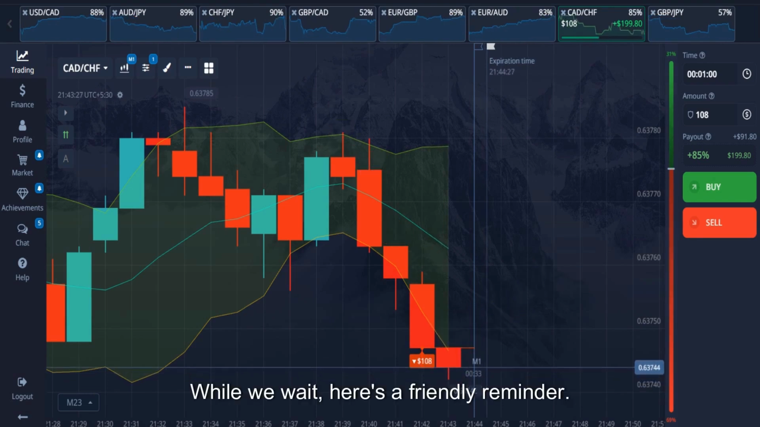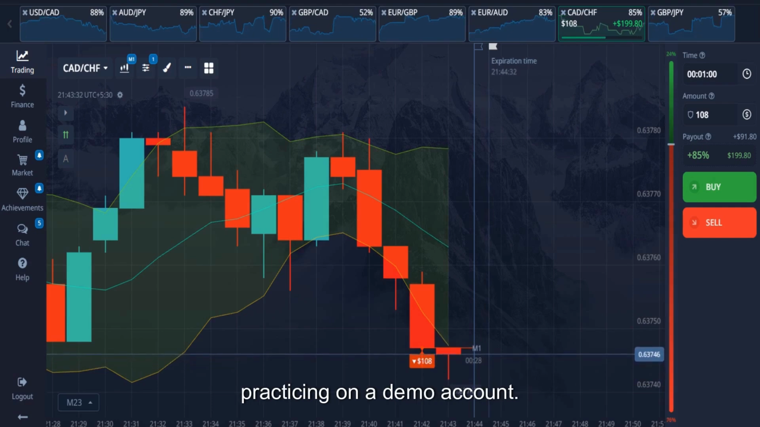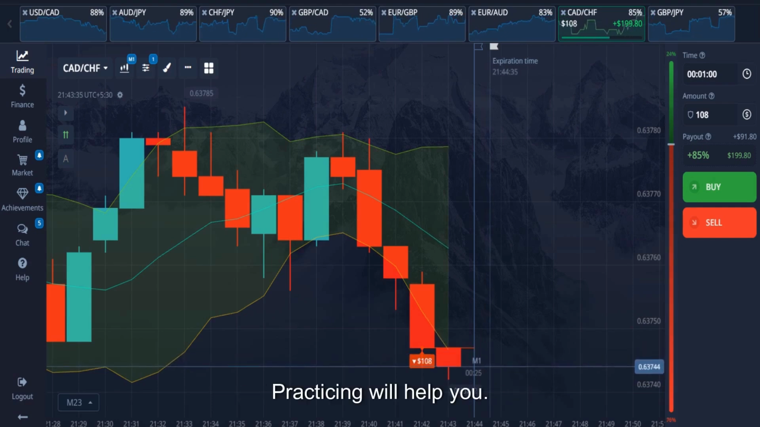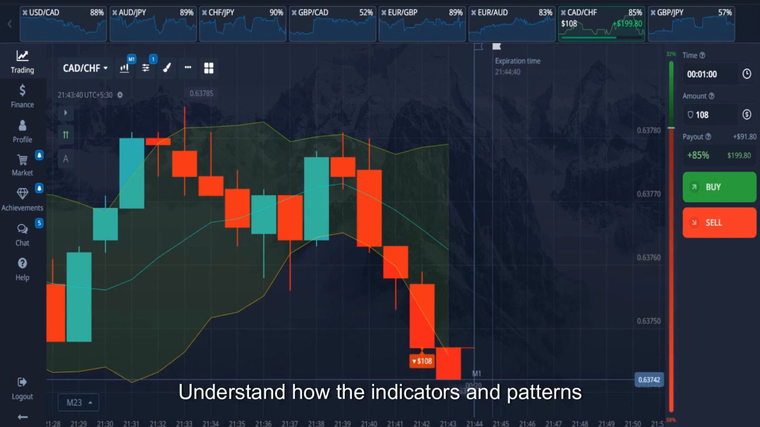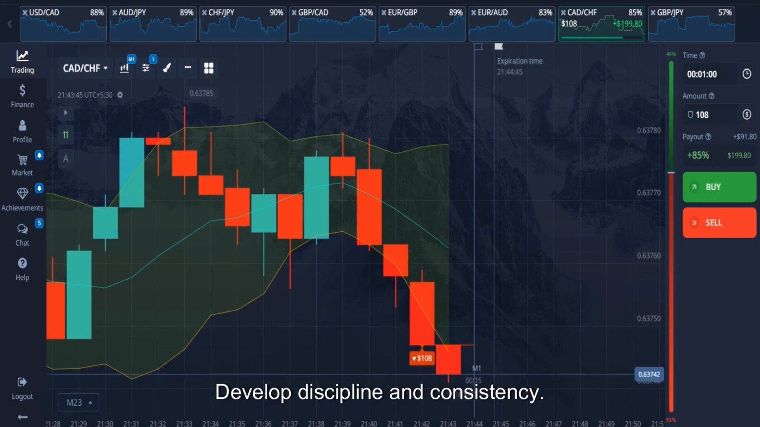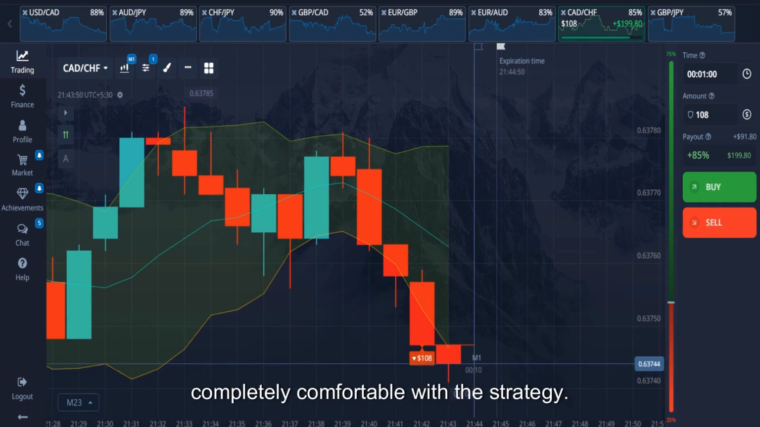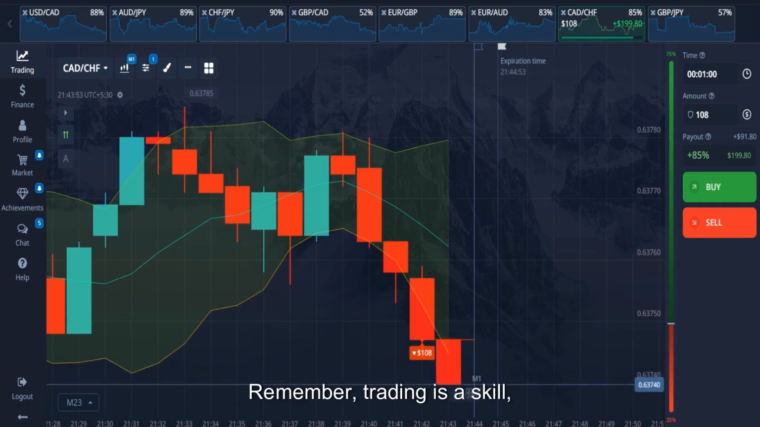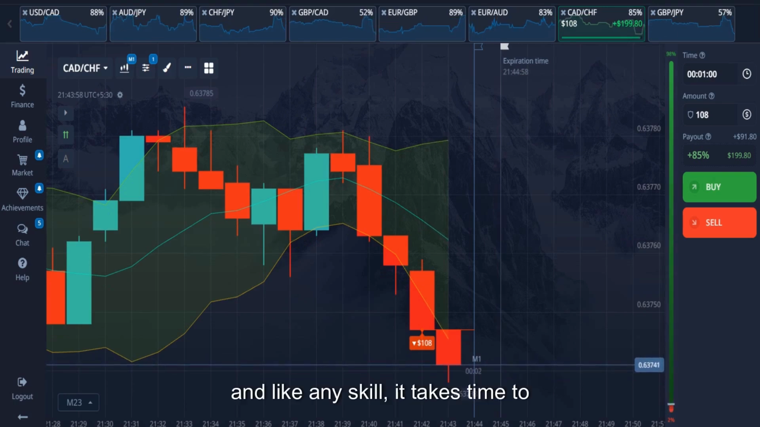While we wait, here's a friendly reminder. If you're new to this strategy, start by practicing on a demo account. Practicing will help you build confidence in spotting setups, understand how the indicators and patterns work together, and develop discipline and consistency. Only move to real trading once you feel completely comfortable with the strategy. Remember, trading is a skill, and like any skill, it takes time to master.